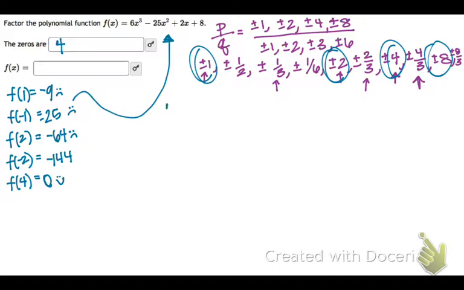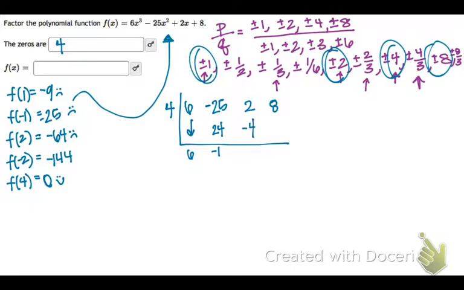But, so we're going to do synthetic division with the 4. We have 6, negative 25, 2, and 8. So I'm going to drop down the 6. I get 6. 6 times 4 is 24. Negative 25 plus 24 is negative 1. Negative 1 times 4 is negative 4. 2 minus 4 is negative 2. Negative 2 times 4 is negative 8. And we're left with 0. So this is going to be 6x squared minus x minus 2.